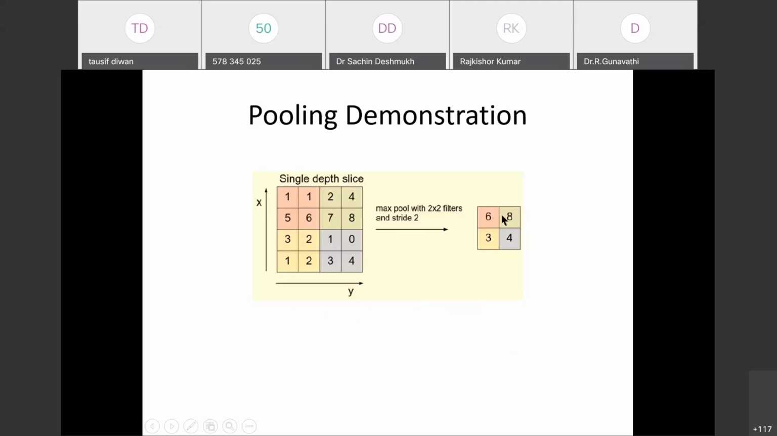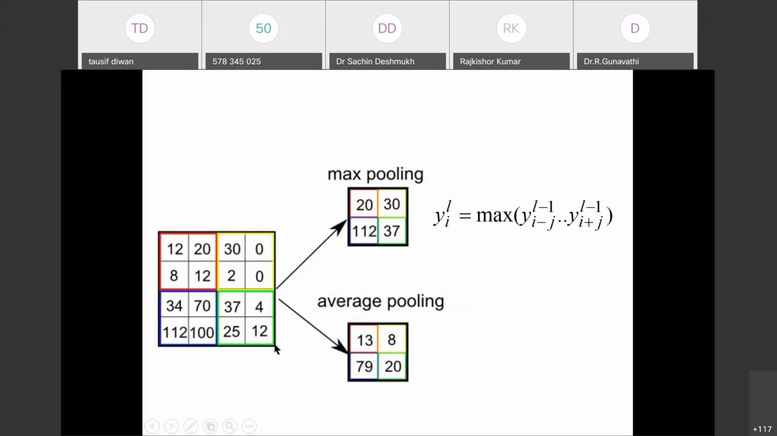Maximum is 8. After that you come to downward 3, 2, 1, 2. What is the maximum? 3. So you just put 3 here. After that, this is 1, 0, 3, 4. So you just put 4. Okay. That was pooling.